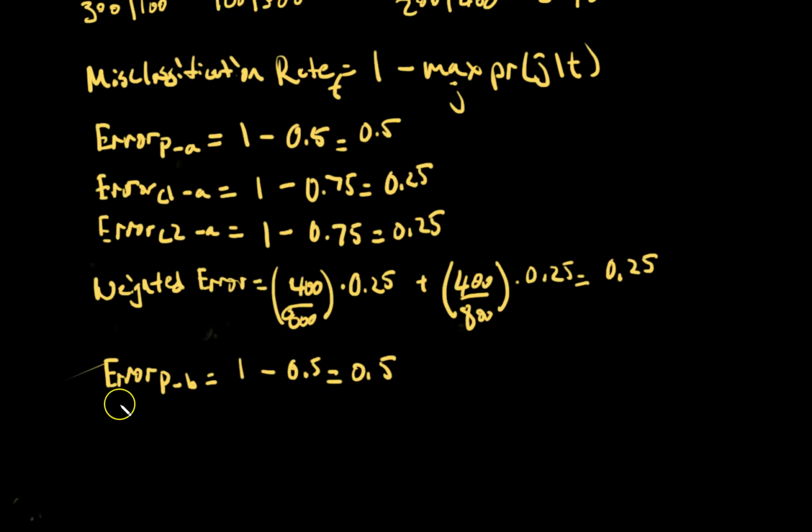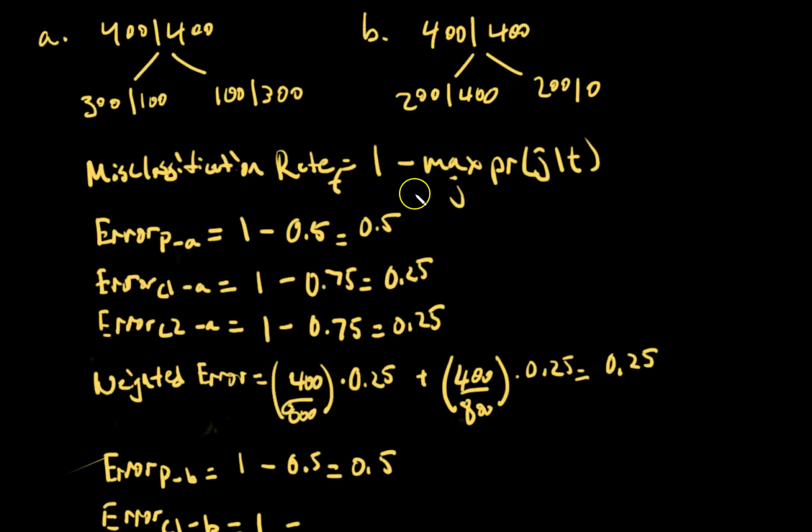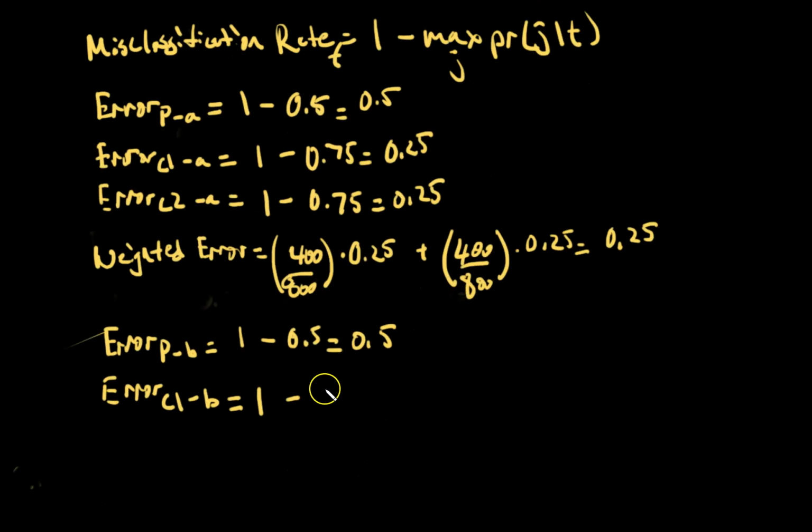Okay. Now how about the children node? Error of the C1 minus of dash B is equal to 1 minus. All right, let's take a look at the majority class. So majority class in this case is 400, and the fraction that this majority class makes up of the total for this node is 400 divided by 600. So it's 4 divided by 6. So that's going to be 2/3, 1 minus that, so that's going to be 1/3.